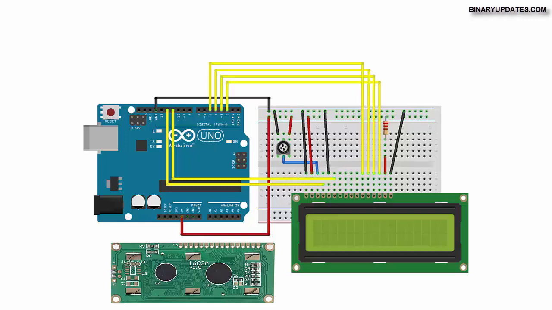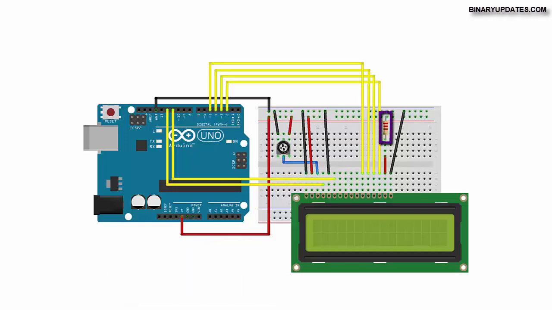I hope these connections are clear. The only thing that you have to make sure is don't forget to connect the 10 kilo ohm potentiometer to the V0 pin, which is LCD pin number 3, and make sure you also connect a 220 ohm resistor at pin number 15 of the LCD when you connect it to the plus 5 volt of the Arduino.